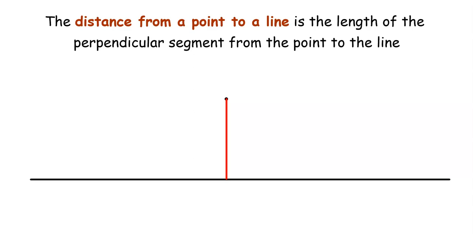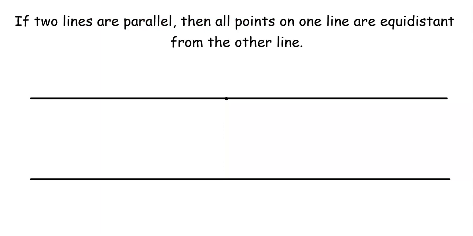Before we get into talking about the distance from one line to a line that's parallel to it, we have to talk about an important fact about parallel lines. And that is, if 2 lines are parallel, then all points on one line are equidistant from the other line. What that means is that if you choose an arbitrary point on the top line and find the distance from that point to the bottom parallel line, it should be the same distance for every point along the lines, no matter which one we choose.